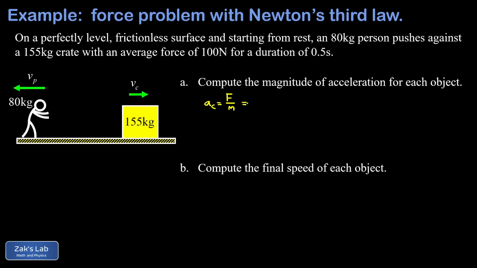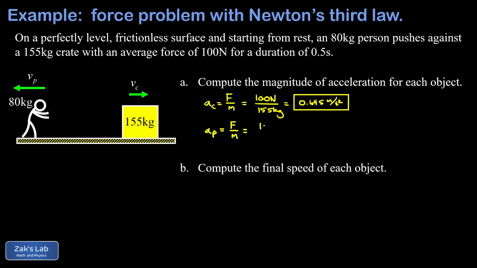So the force experienced by the crate, that's 100 newtons. The mass of the crate, 155 kilograms. And when we run the numbers on this to 3 significant digits, we get 0.645 meters per second squared. So now we do the same thing for the person. And notice that we're not keeping track of plus and minus signs here. We're just looking for the magnitude of the acceleration.